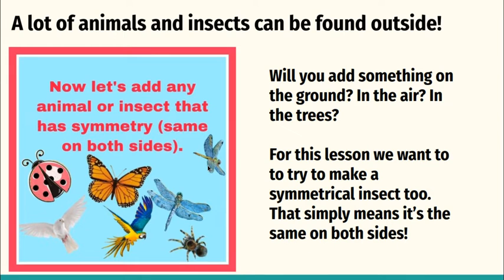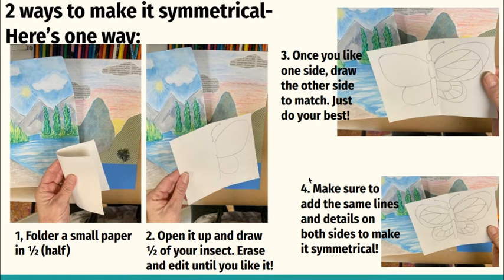A lot of animals and insects can be found outside. Will you add something on the ground, in the air, in the trees? For this lesson, we want to try to make a symmetrical insect too. That simply means that it's the same on both sides. Two ways to make it symmetrical.